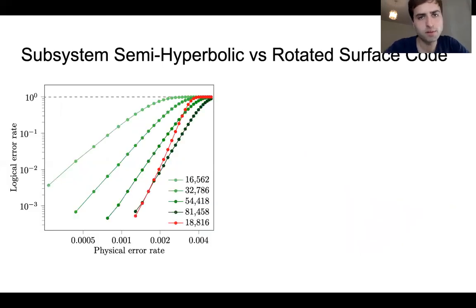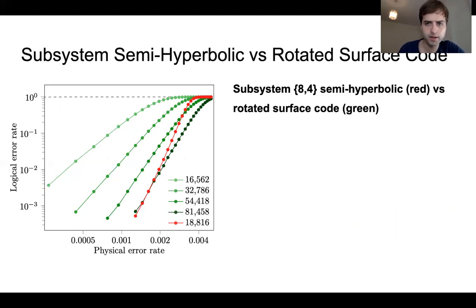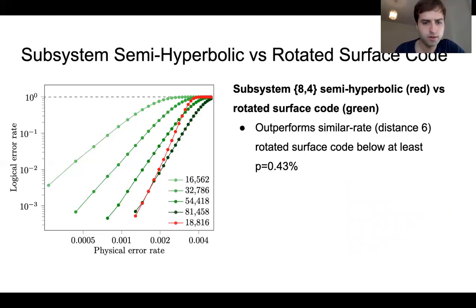So this is the performance of our subsystem semi-hyperbolic codes compared to the rotated surface code. Here, plotted in red, is one of our subsystem semi-hyperbolic codes. And then in different shades of green are different rotated surface codes. Our subsystem semi-hyperbolic code contains 338 logical qubits. So we've taken 338 copies of the rotated surface codes for comparison, and considered the same number of measurement rounds for both. The legend here shows the number of physical qubits for these different codes, including both the data qubits and the ancillas.